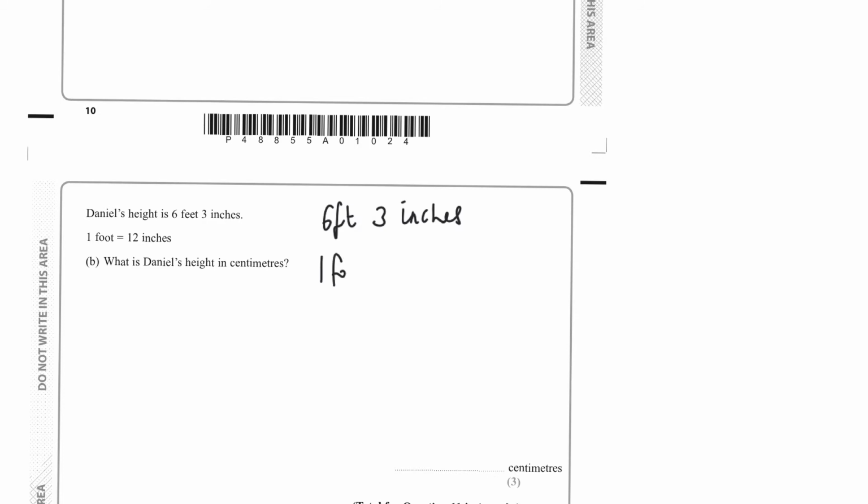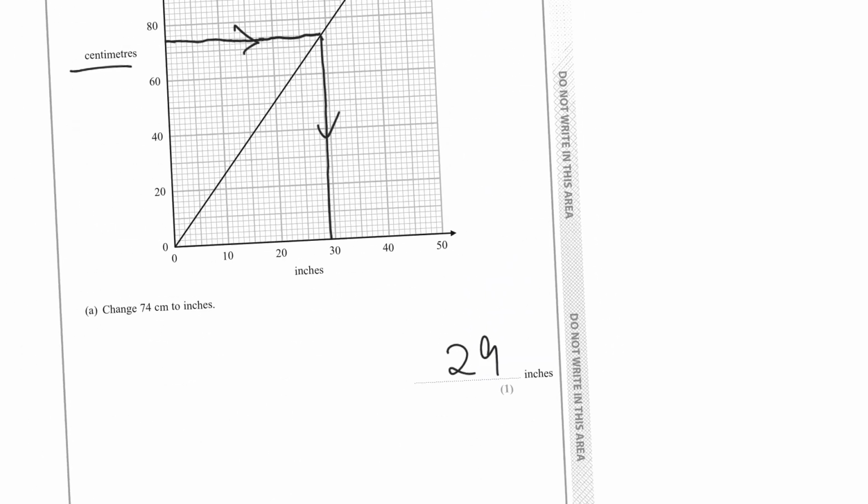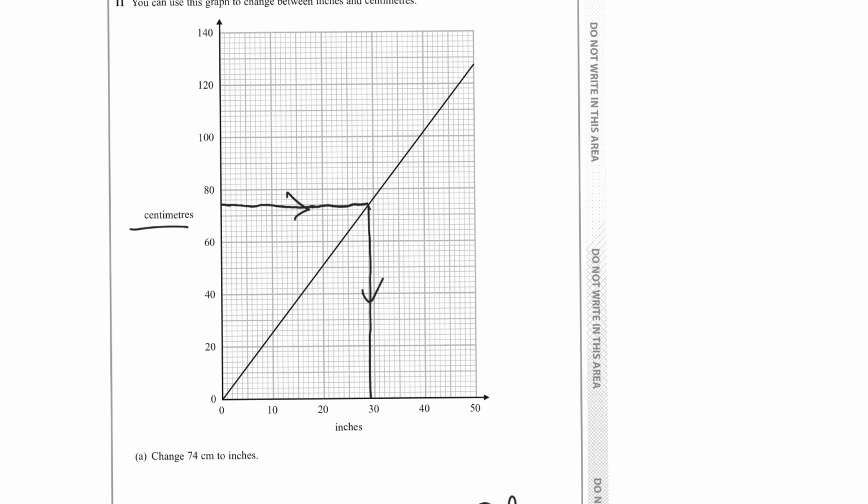So because 1 foot is 12 inches, what we would need to do is the 6 times 12, which is 72, and then obviously plus the 3 inches, which is 75. You can work this out in your calculator if you struggle to work this out in your head. And so his total height is 75 inches. So now if we look at the graph for converting, where the problem is now is our graph goes up to 50, it doesn't extend down to 75.